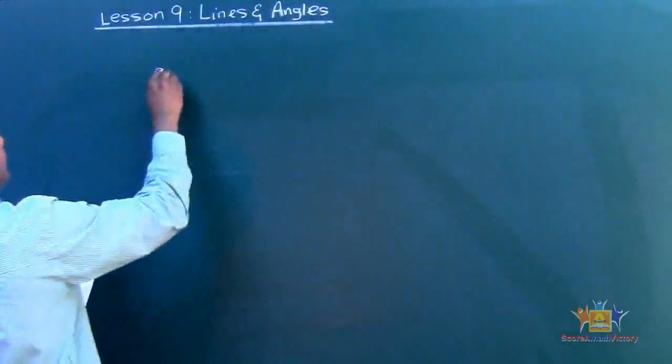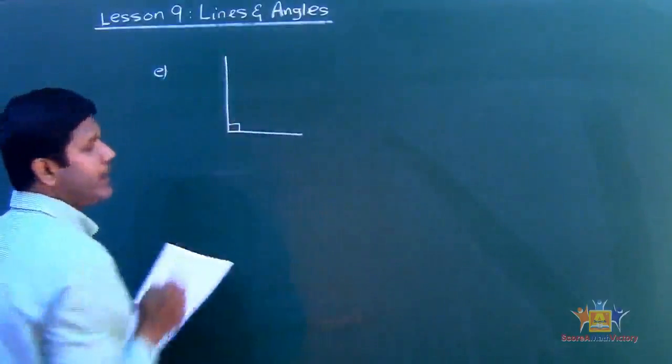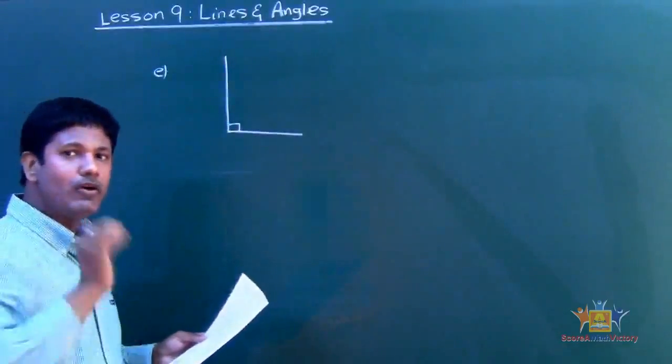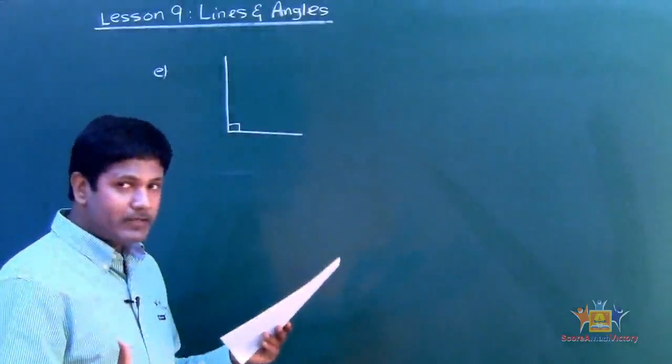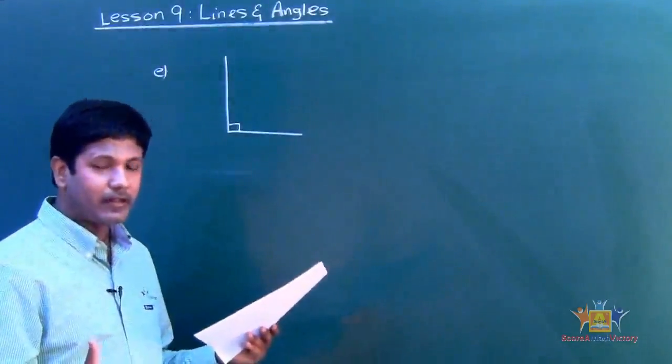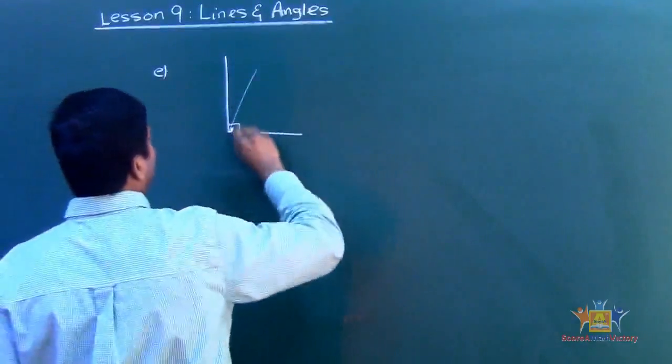Alright, problem E. You're given a right angle. See that? Because there's a small square in it. So that tells you what? It's a right angle. Right angle means what's the angle size? 90 degrees. And then it's been sectioned into 3 parts.